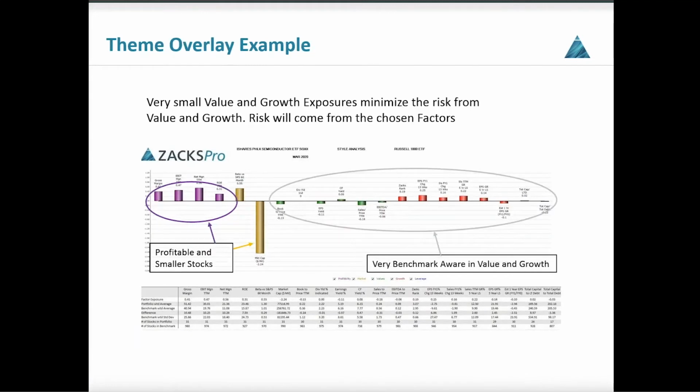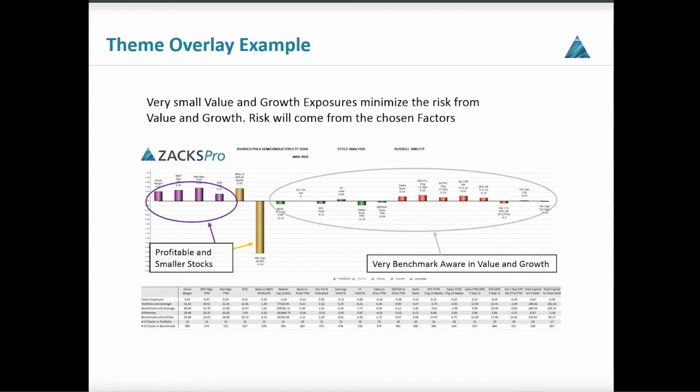Another example would be what I call a theme overlay example. This could be an ESG fund, it could be a low vol fund, it could be any particular characteristic that is not typically represented with these 20 bars. ESG is one of my most obvious examples. And again, if I want to analyze that fund, I know I'm not measuring the ESG factors, but I am measuring its value and growth factors.